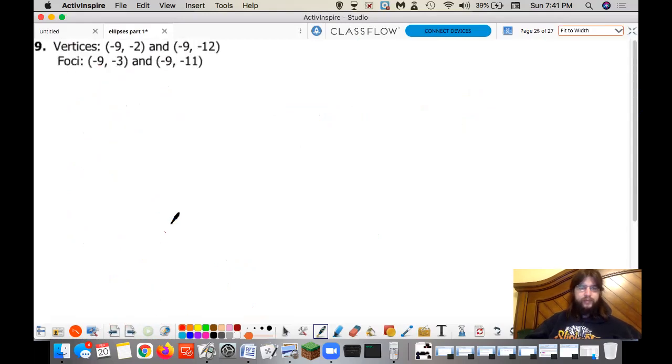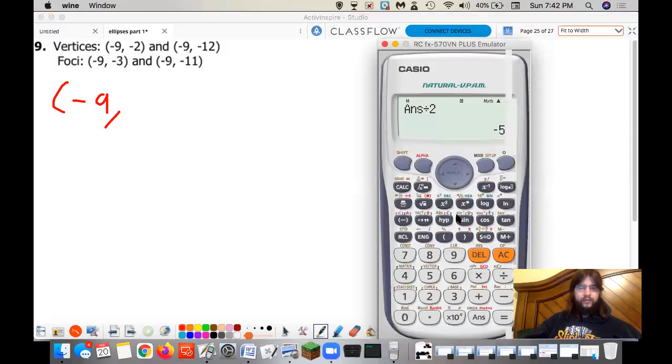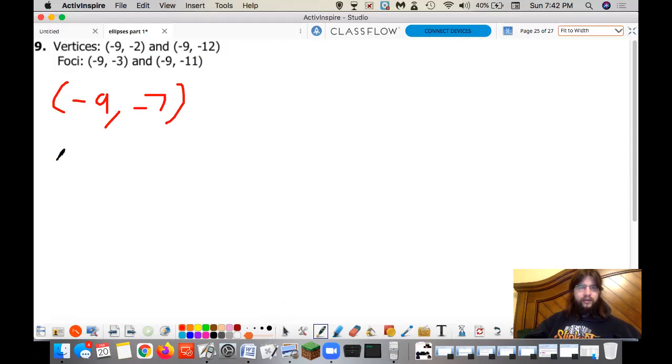Keep going. I guess the last one's going to be using the foci. Okay, so x value is -9, because that's what it gives us. So my y value, I'm going to use the midpoint formula. -2 plus -12 divided by 2 is -7. And I can figure out that A is 5.